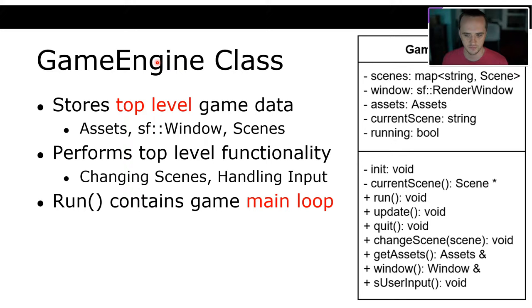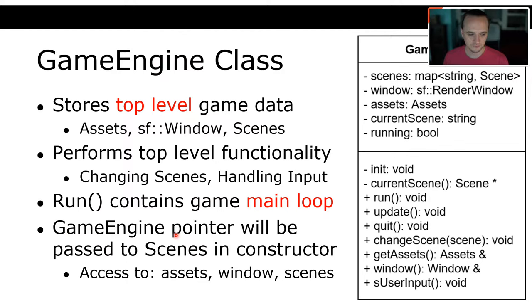And the game engine, there's only going to be one instance of the game engine running, and the pointer to this game engine class will be passed to the scenes in their constructor, okay? So for example, inside our different scenes, we're going to have a pointer to the game engine class, and in that way, we can call the game engine class in order to get access to things like the assets, the window, and the scenes, okay? And I'll show how we do that in the future.